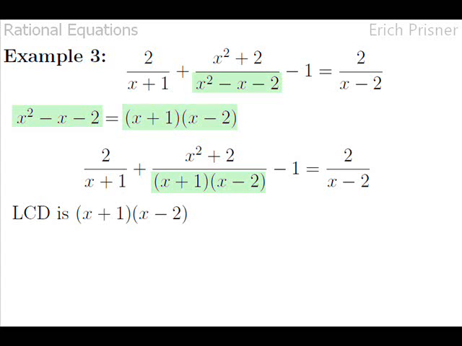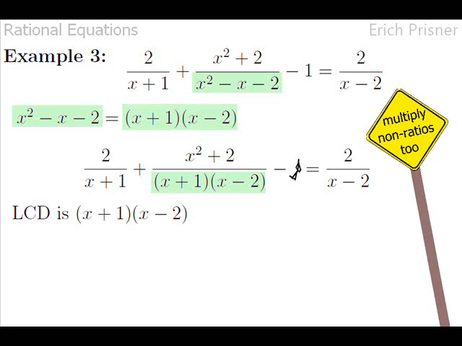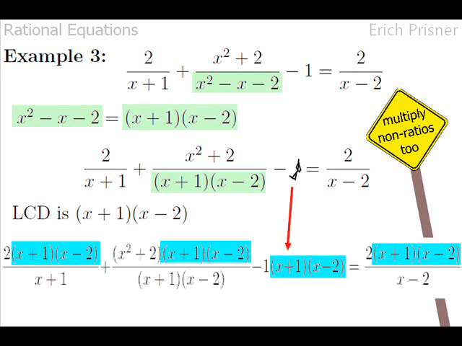Here the next pitfall is waiting. The negative 1 stands at the side of the left expression, humble and passive, as if it would have nothing to do with the rest of the group. But you still have to multiply it. So a serious warning: don't forget to multiply non-ratios by the LCD. When you do so, you get this equation here.